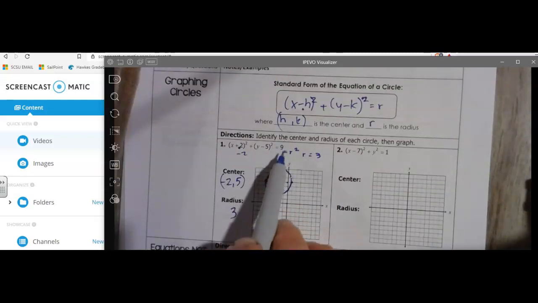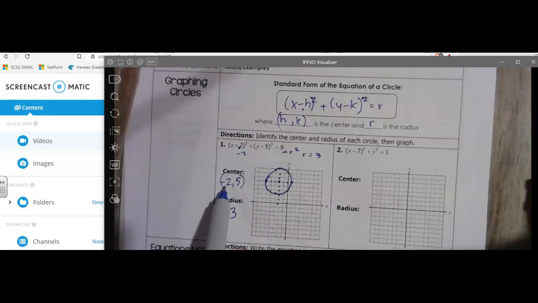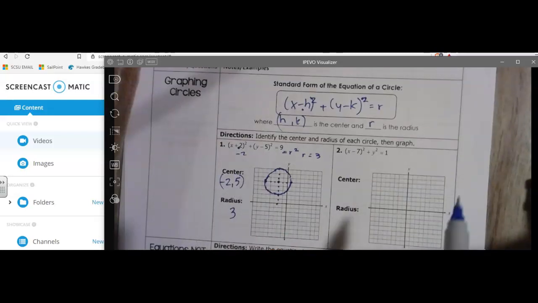So remember, because the formula has minus and minus in it, if it's a plus, that means the coordinate is also a negative. So you get x minus -2, it becomes x plus 2. And since k is positive, it's y minus 5.